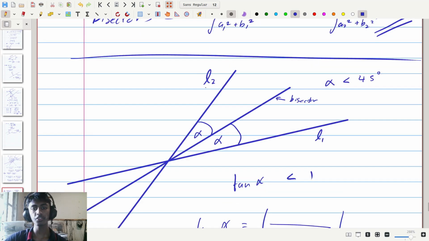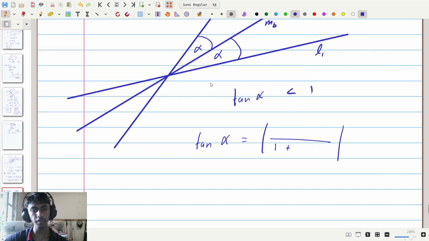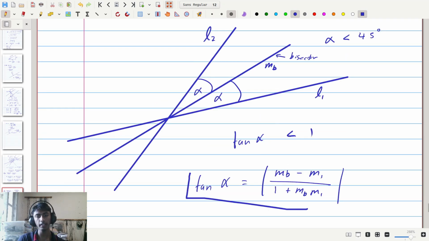So here, supposing this bisector has gradient mb, we know that the tangent of alpha is equal to mb minus m, let's say either 1 or 2, it doesn't matter which is which, both of them will give you the same answer, divided by 1 plus mb times m1. Therefore, we can calculate this. If this answer is less than 1, it means that alpha is half of the acute angle. Therefore, the bisector we have is the acute angle bisector.